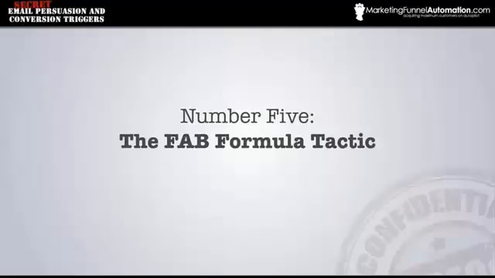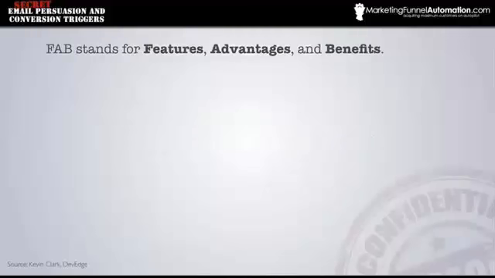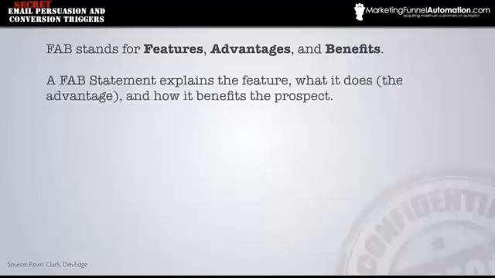Trigger number 5 is something that I first learned from Clayton Makepeace. And this is a way of articulating your product or service features and benefits on a deeper level. And this is the FAB formula. FAB stands for features, advantages, and benefits. And so an FAB statement, a feature, advantage, benefit statement, explains the feature. It tells what the feature is. It tells what that feature does, right? Which is the advantage. What that feature does is the advantage, and then how it benefits the prospect.